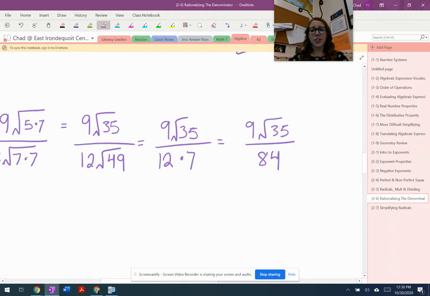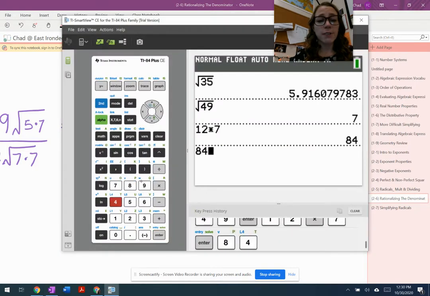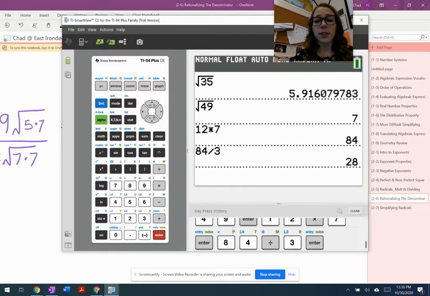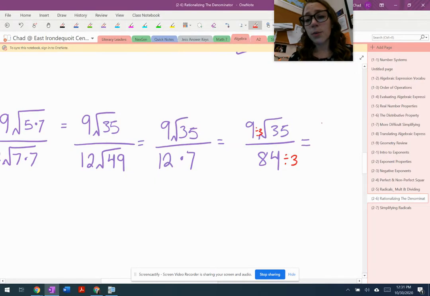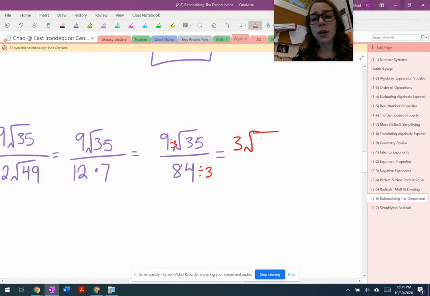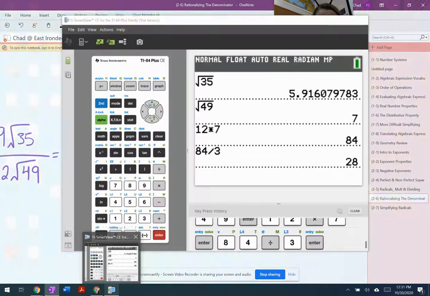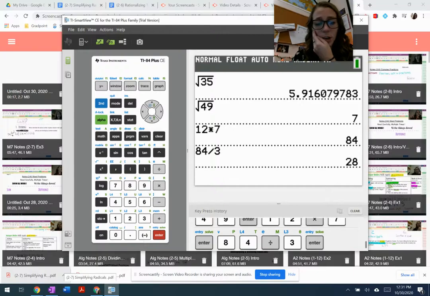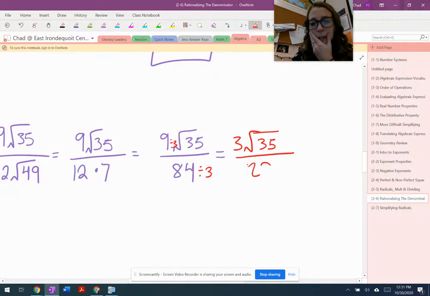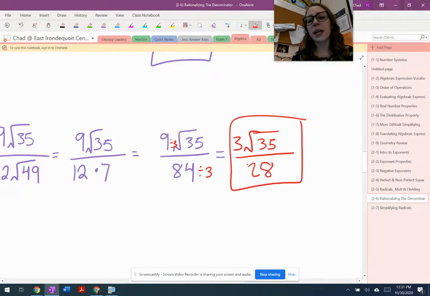Last thing to check is just to see if 9 and 84 can be simplified by something. And I'm going to take a guess here and think that they might be simplified by 3. Let me just double check. 84 divided by 3 is 28. So we have 3 square roots of 35 divided by 28. Boom. 3 and 28 cannot be simplified anymore.